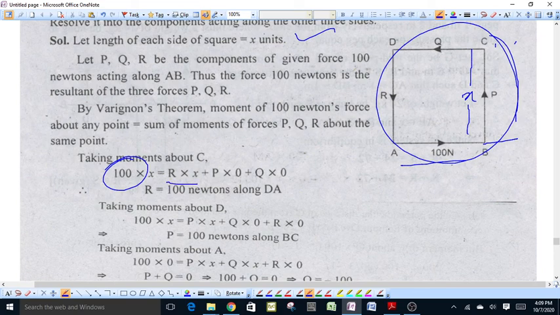The line of action of force P, which is along BC, passes through the point C. Therefore, the moment of this force will be equal to 0, and force Q also passes through the point C, so the moment of force Q is also equal to 0. Therefore, 100 into x will be equal to R into x, as the moments of forces P and Q are equal to 0. Then R will be equal to 100 newtons along DA.